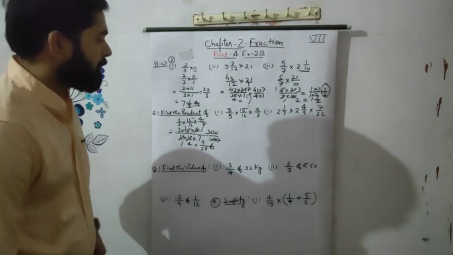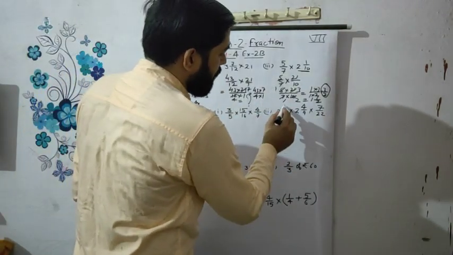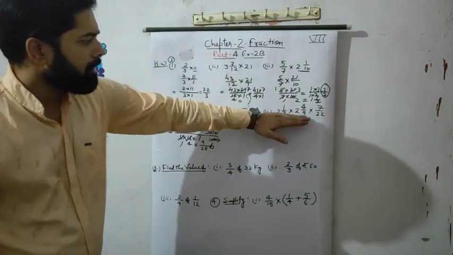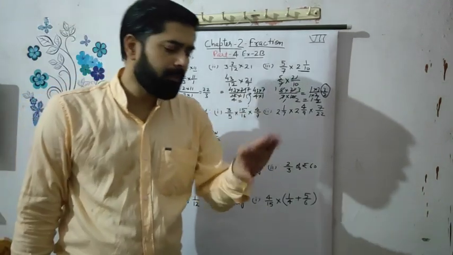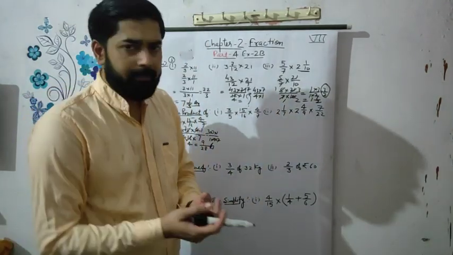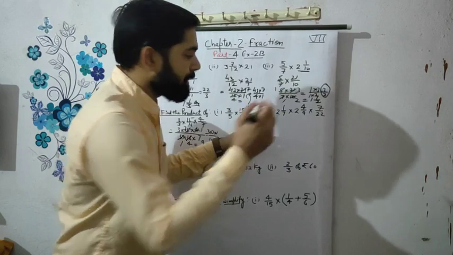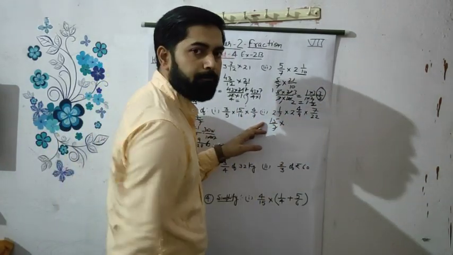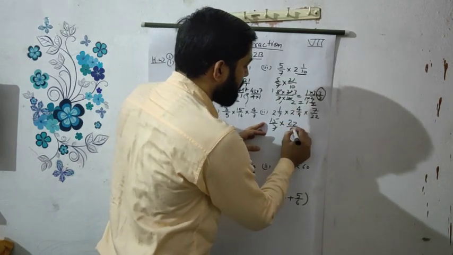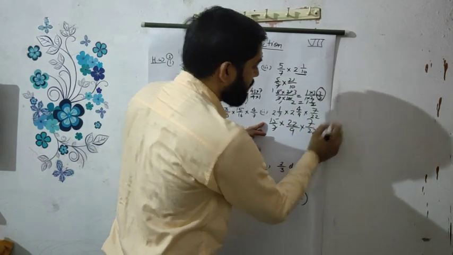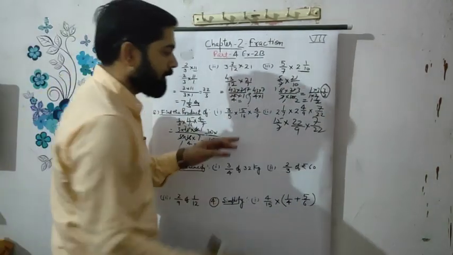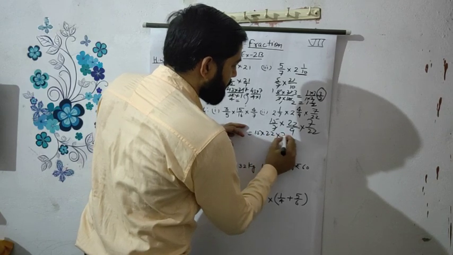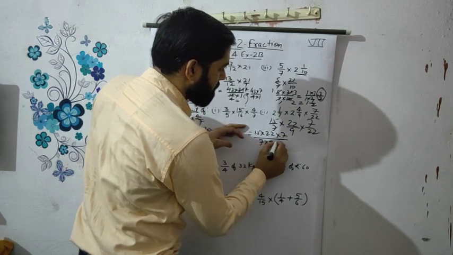Next is the same. This question is 2 and 1 upon 7 multiplied by 2 and 4 upon 9 multiplied by 7 upon 22. These are two mixed fractions. Firstly we convert the mixed fractions into improper fractions. So 7 2s are 14 plus 1, 15 upon 7, multiplied by 9 2s are 18 plus 4, 22 upon 9, multiplied by 7 upon 22. Then 15 multiplied by 22 multiplied by 7 upon 7 multiplied by 9 multiplied by 22.